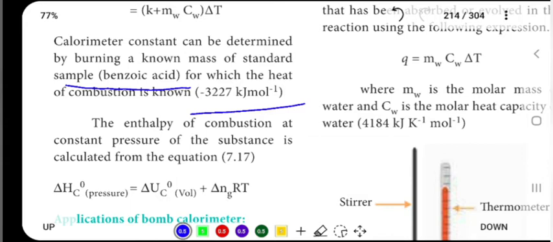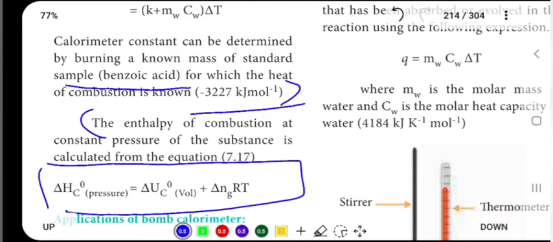Then the enthalpy of combustion at constant pressure of the substance is calculated from the equation. So this is the equation: delta H c at constant pressure equal to delta U c at constant volume plus delta Ng RT. Okay, so that's all about bomb calorimeter.